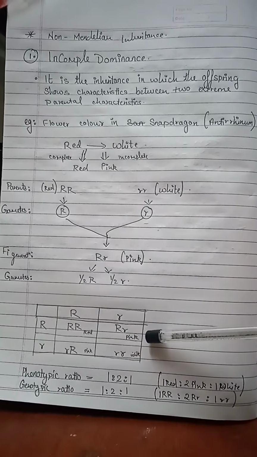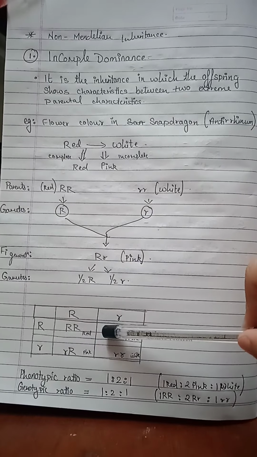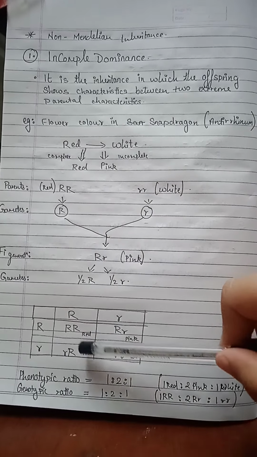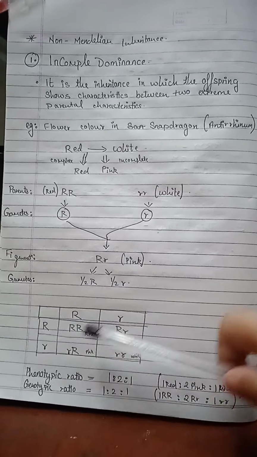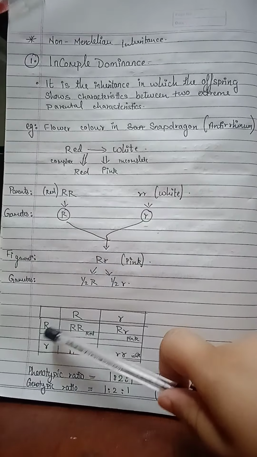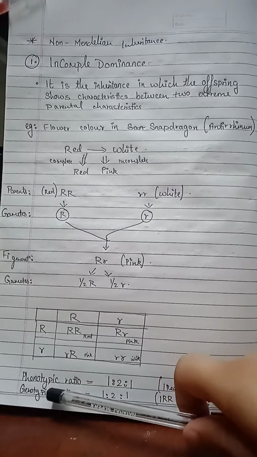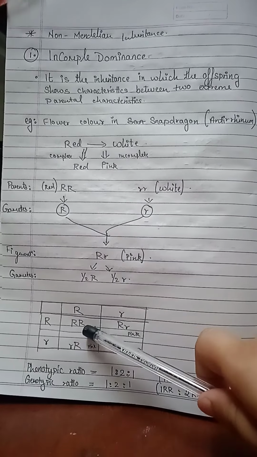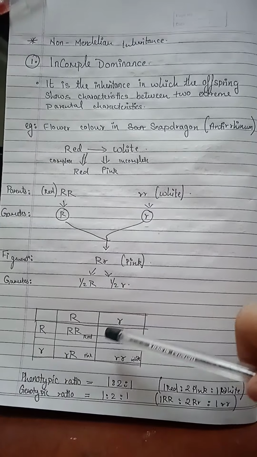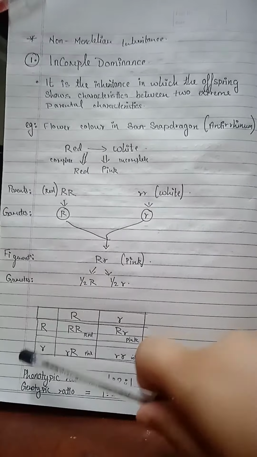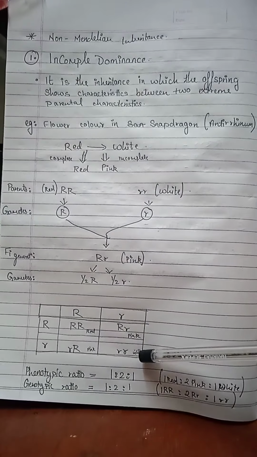Now, using a Punnett square, we will try to get the F2 generation, which is capital R capital R, red; capital R small r, pink; small r capital R, pink; small r small r, white.